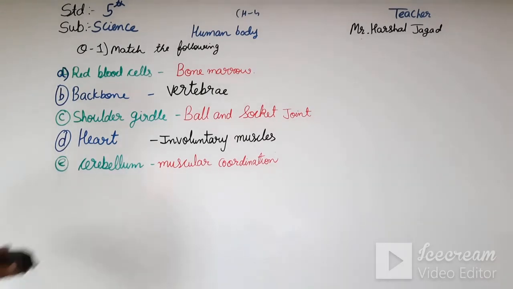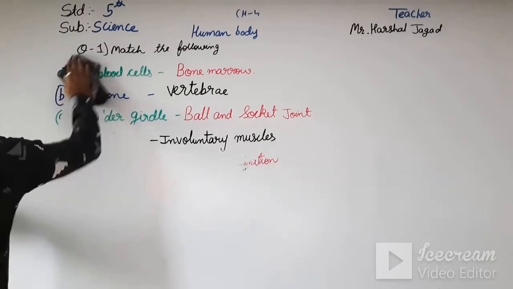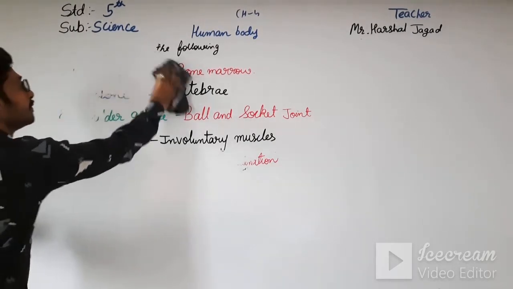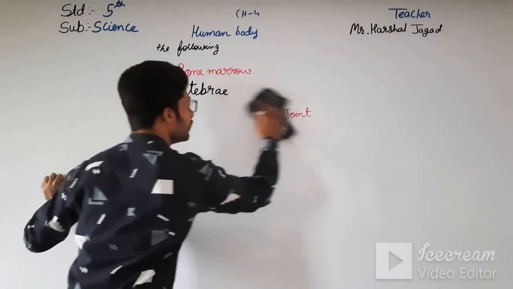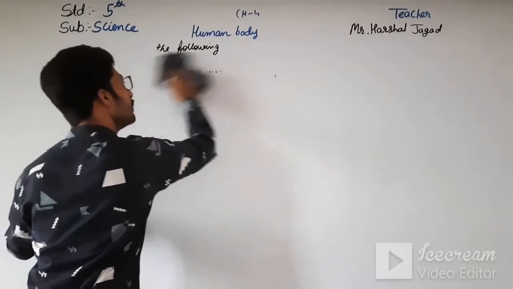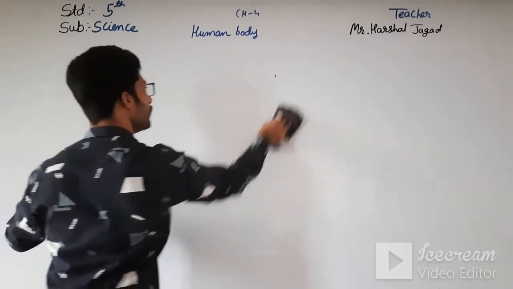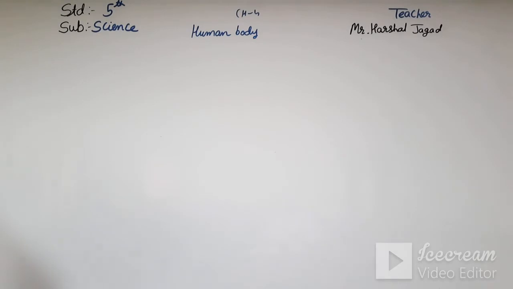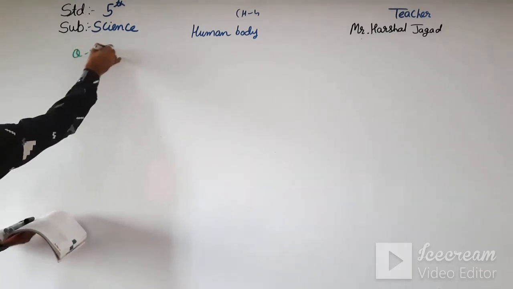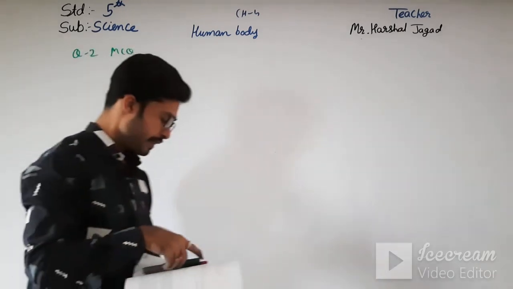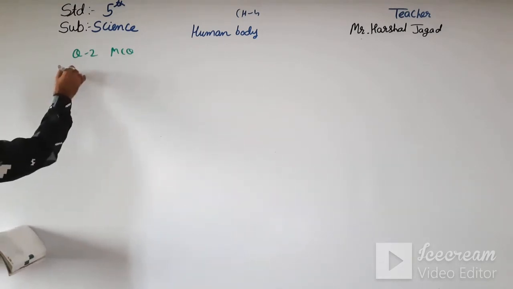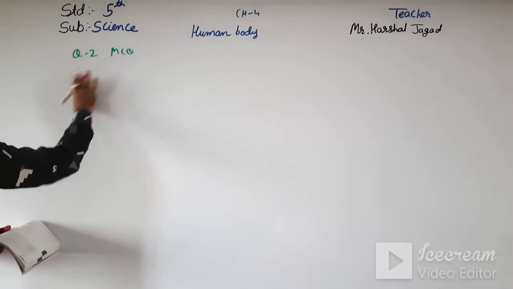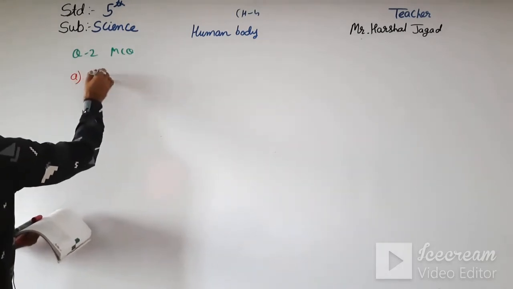So, question number 2, that is MCQ. In that, the first one, see here, the calcium and phosphorus are stored in the dash. So, calcium and the phosphorus are stored in bones. So, A, in that will be 2, bones.